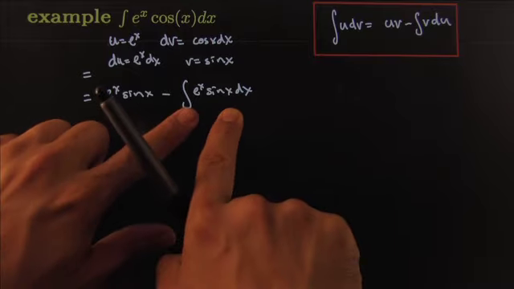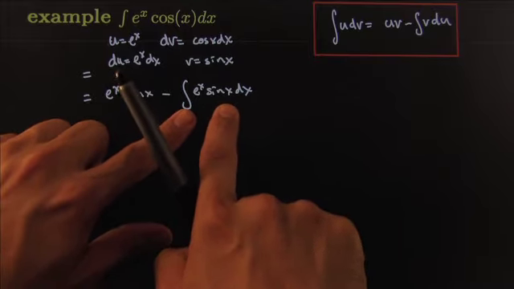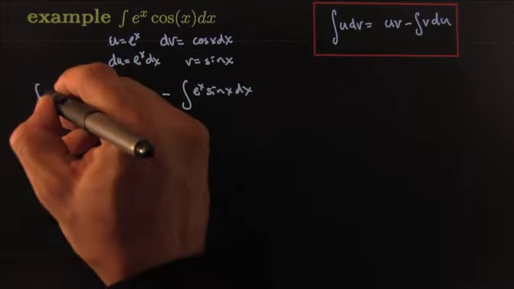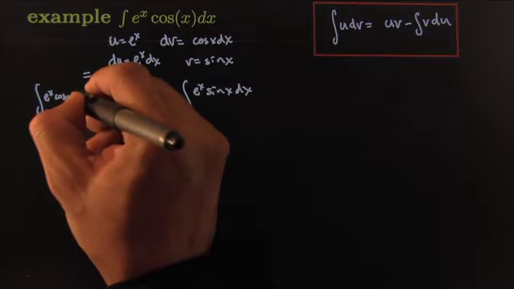And then you say, whoa, how do I do that? That seems just as difficult as the original problem, which was the integral of e to the x cosine of x dx.